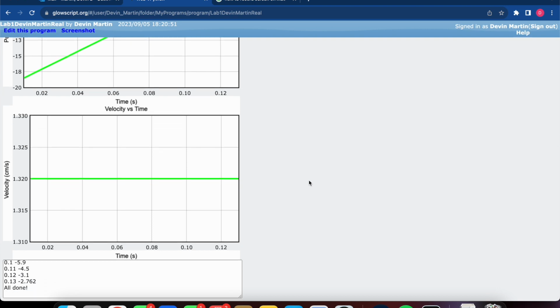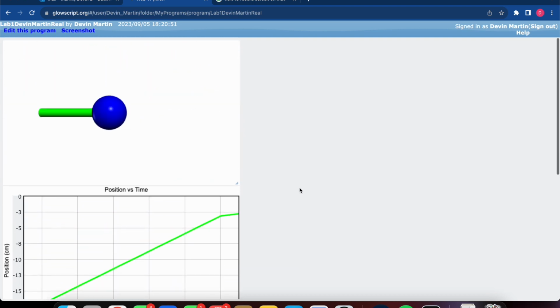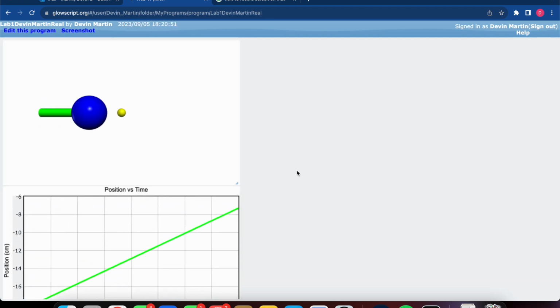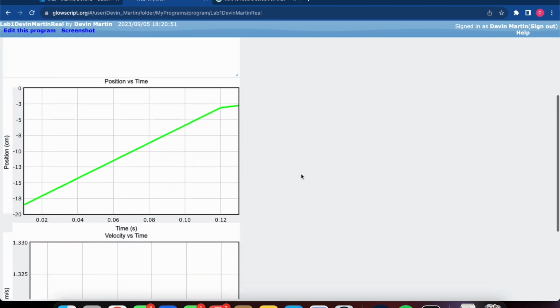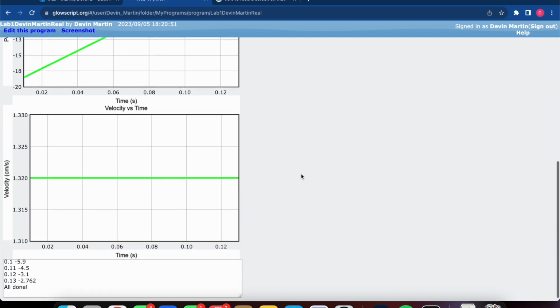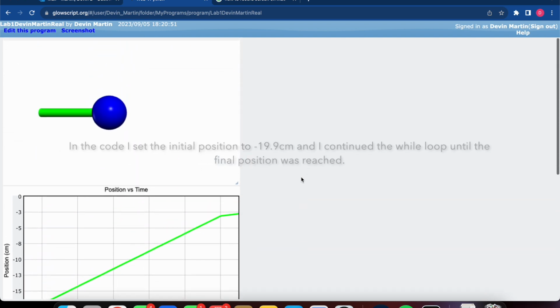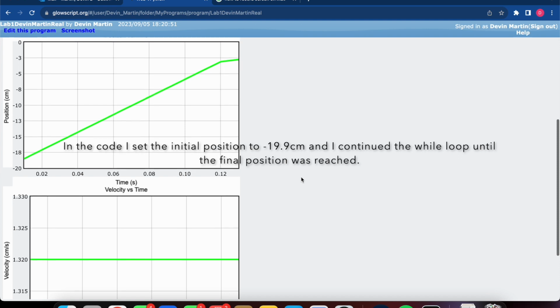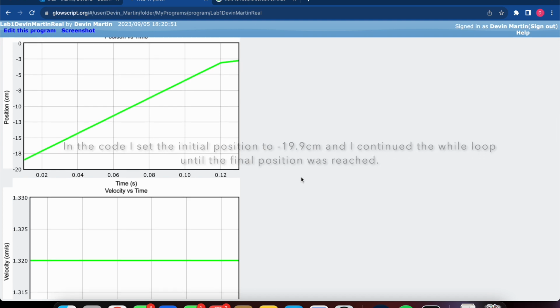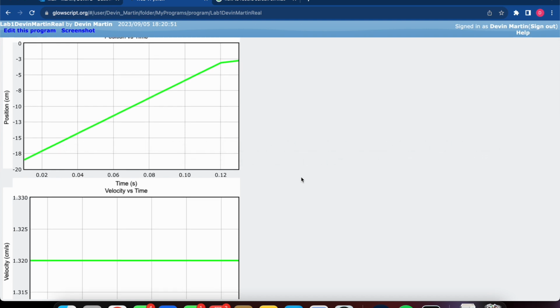I then computed a computer model of the object's motion. Consider the moving sphere to be the center of the object. As you can see, the object starts at negative 0.199 meters and ends at negative 0.02762 meters. The overall time was 0.13 seconds.